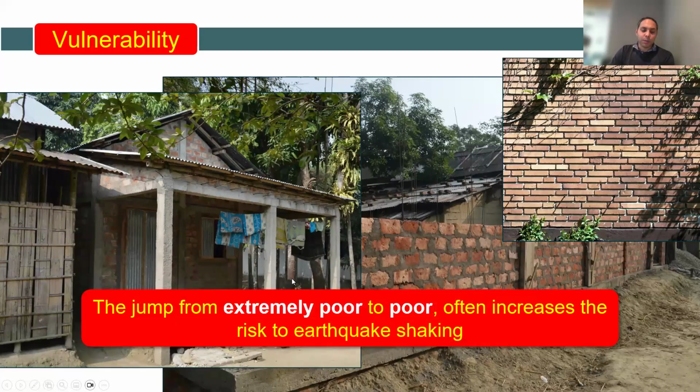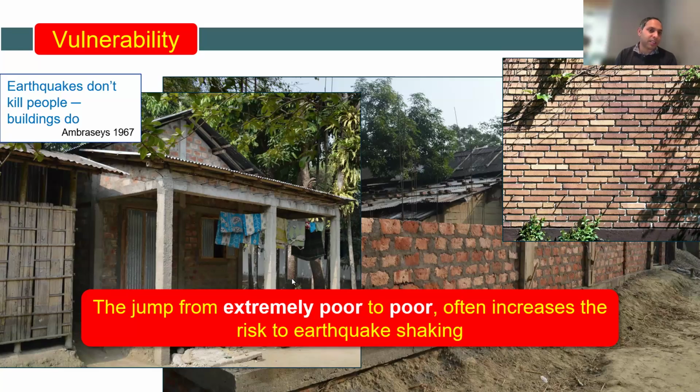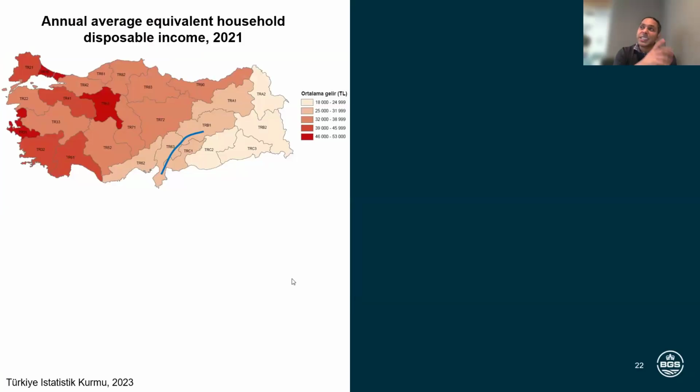So what we say is the jump from extremely poor to just poor, remember, they're still very poor people, often increases the risk to earthquake shaking because of this change in their house. So we need to accelerate people out of this dip into more sustainable and resilient structures. Fundamentally, it's because of this famous adage from Nicholas Ambraseys that earthquakes don't kill people, buildings do. So that was physical vulnerability.